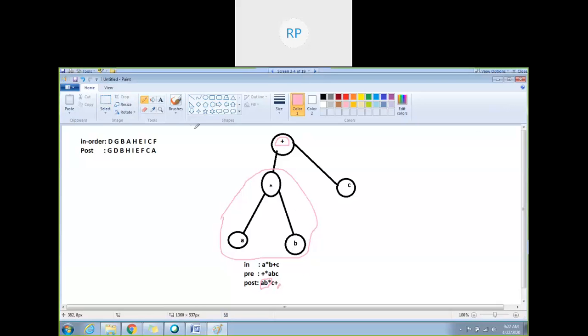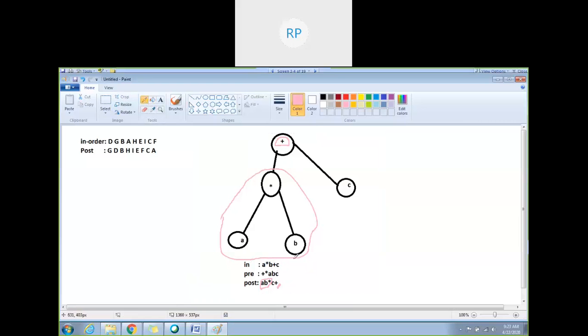Now everyone understood this? In pre-order, where our root node will be. And what about in order? Wherever the root node is there, in the middle. Exactly, in between. And see, plus is my root node. Plus is here.